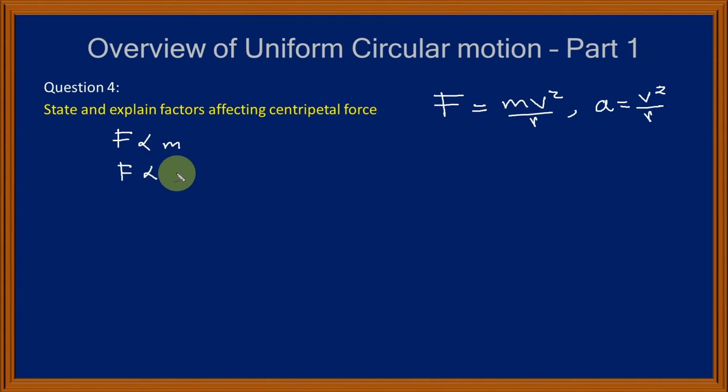Centripetal force is directly proportional to the square of the speed, and the same centripetal force is inversely proportional to the radius of the circular path. Again, we'll talk about that. Let's quickly go to question 5.